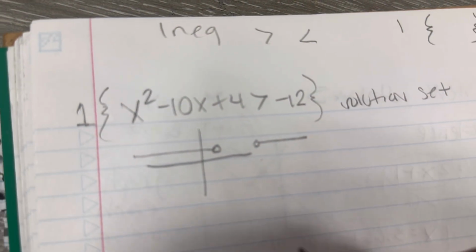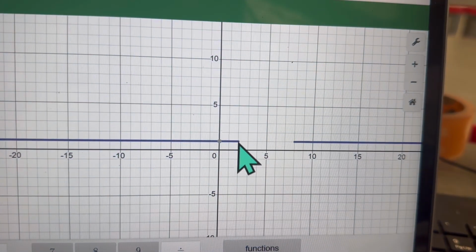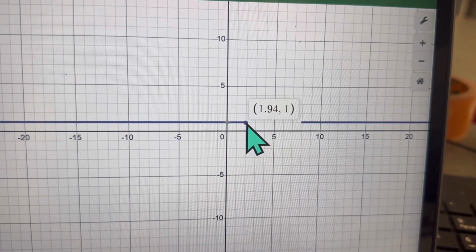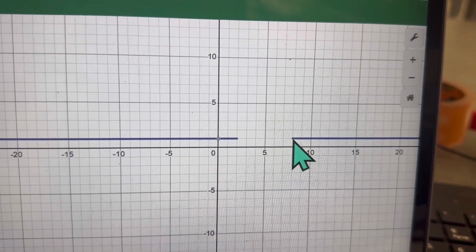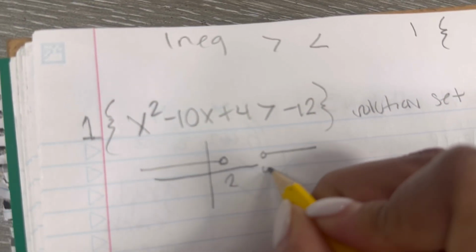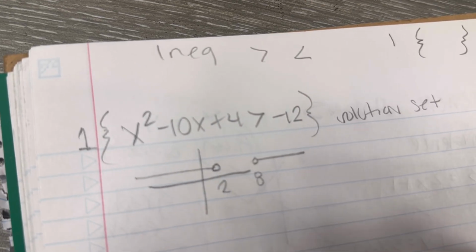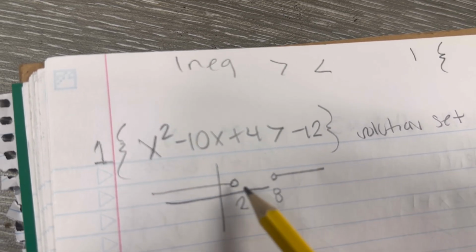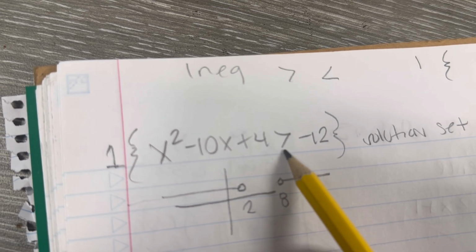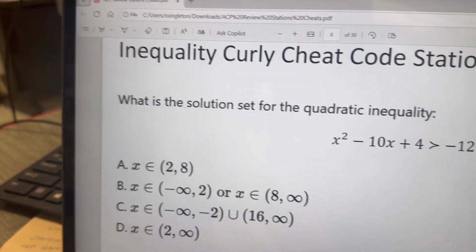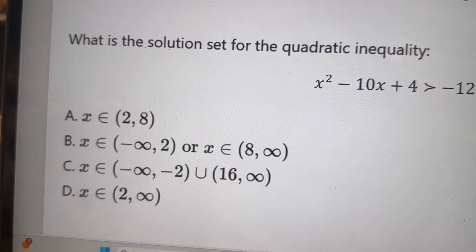And it goes from, what number is that? It's around 2. And then that's around 8. So 2 to 8. So that means any number below 2 would satisfy this inequality, and any number greater than 8. So let's look at our answer choices. A, B, C, or D?